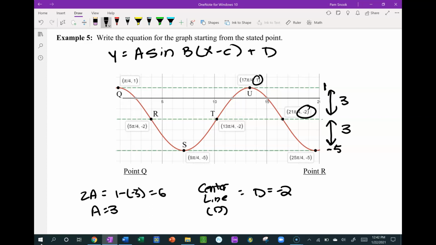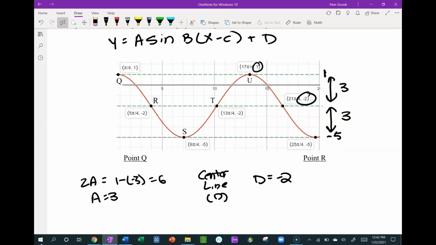Next I want B. And I'm going to get B by looking at the period. So to find the period, just pick 2 points on the graph. Pick either the mins or the maximums, and they have to be both min or both max. So if I start here at Q, and then I go over here to U, that's one period, because they're both maxes.